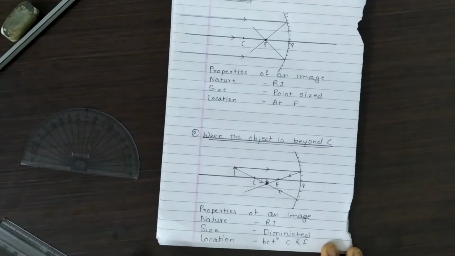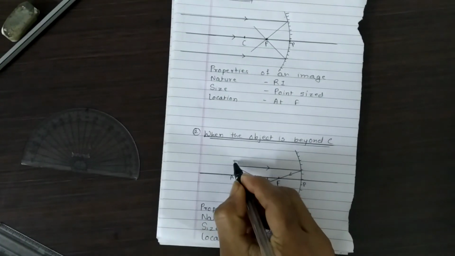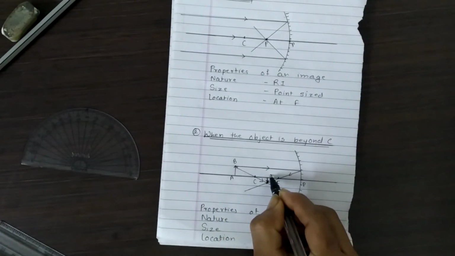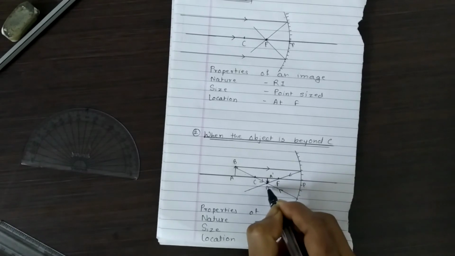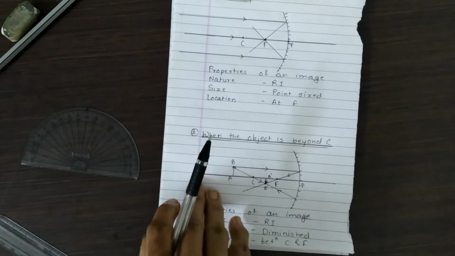The image will be real and inverted. Why real and inverted? Because it is upside down. So its nature is real and inverted. Real because it can be captured on the screen. Its size is diminished, smaller than the object, and its location is between C and F.